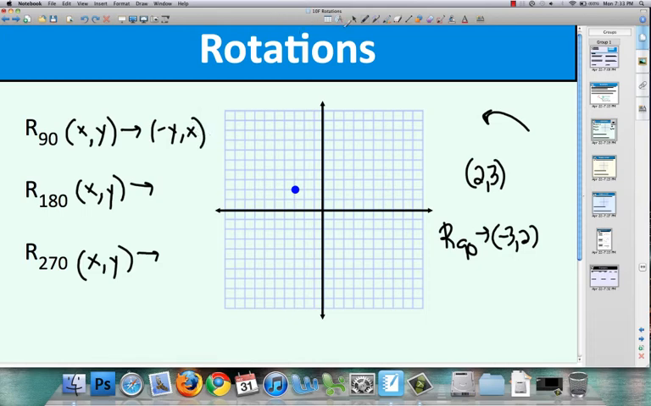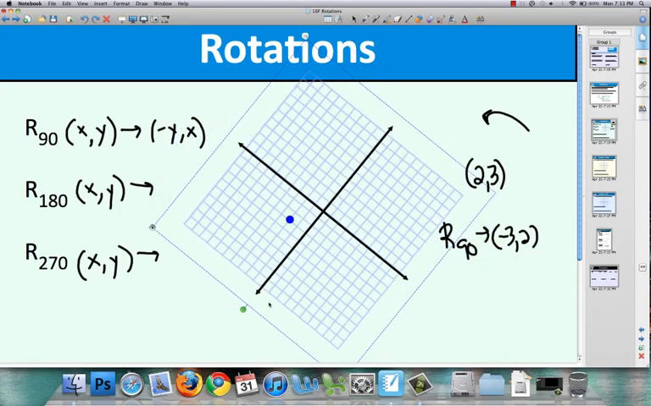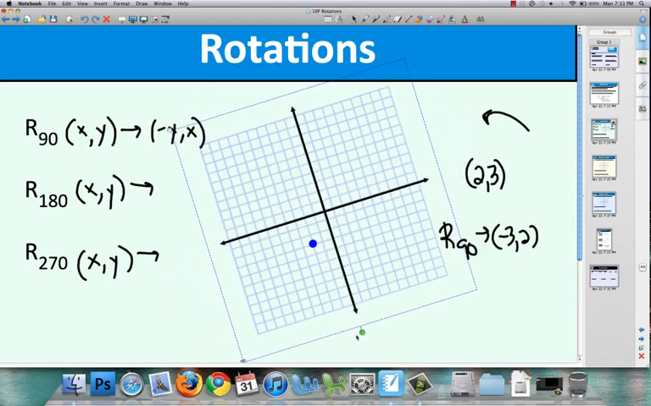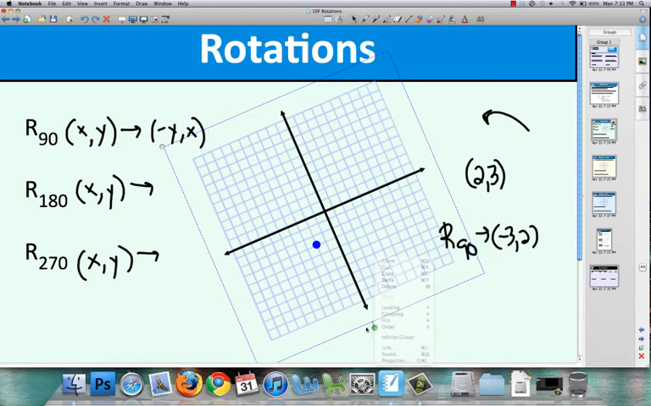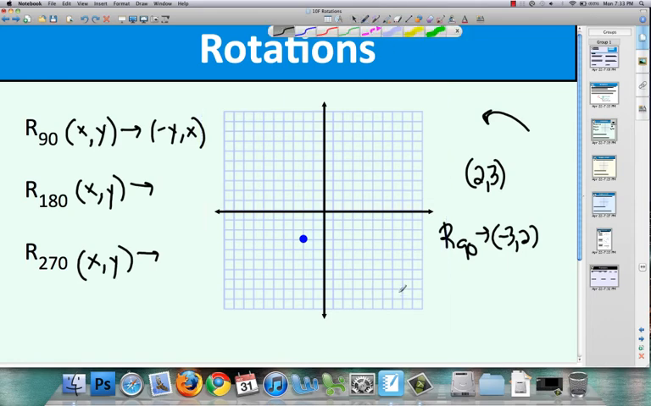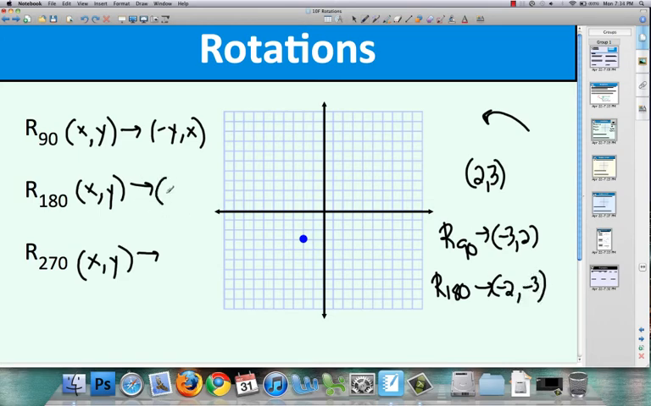Okay, rotation of 180 degrees. So now I'm just going to go one more rotation of 90. There we go. So a rotation of 180 degrees gives us the point (-2, -3). Noticing all that is happening is you are negating your x, negating your y.